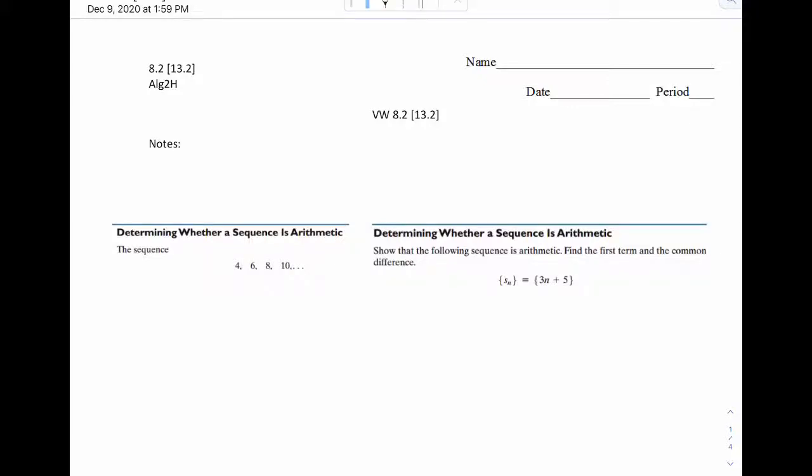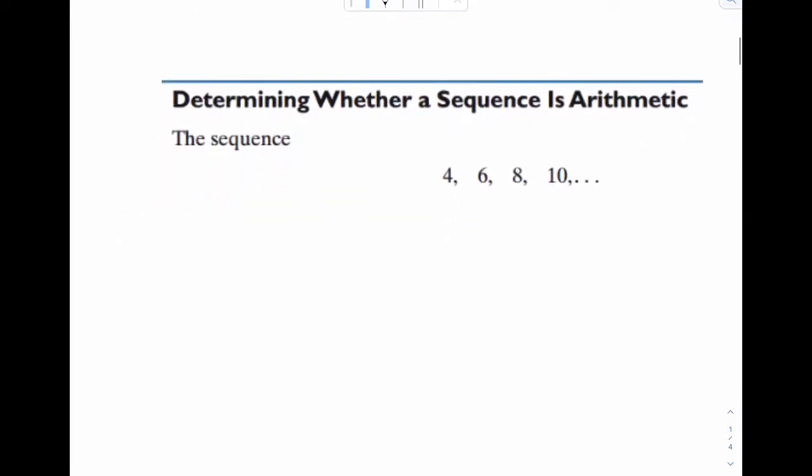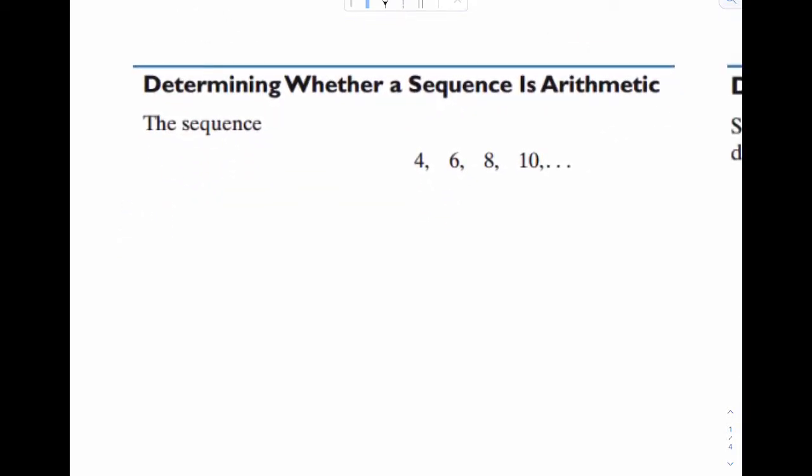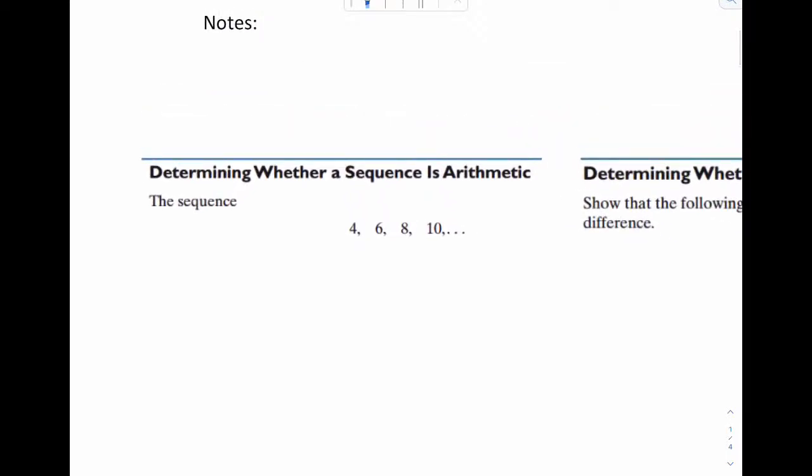Welcome to VW 8.2. Today we'll be continuing our study of sequences and series. So first, it says determining whether a sequence is arithmetic. I know it says arithmetic here, but that's actually pronounced arithmetic. So first, we need to talk about this definition. What does it mean to be an arithmetic sequence?